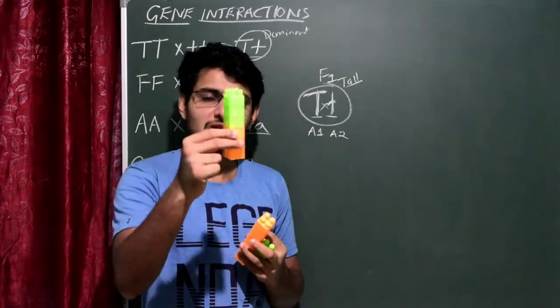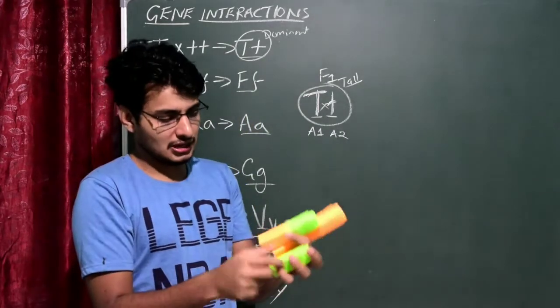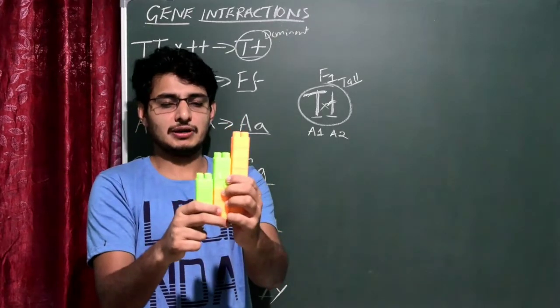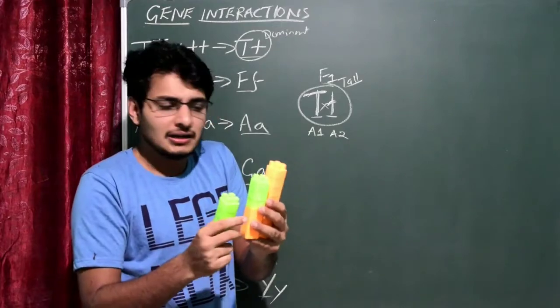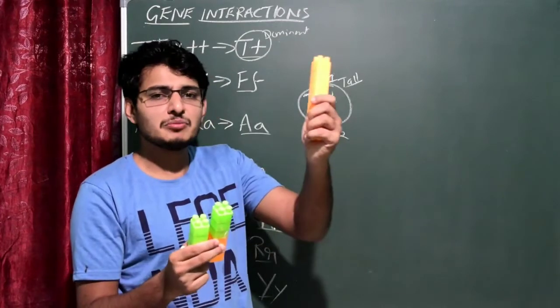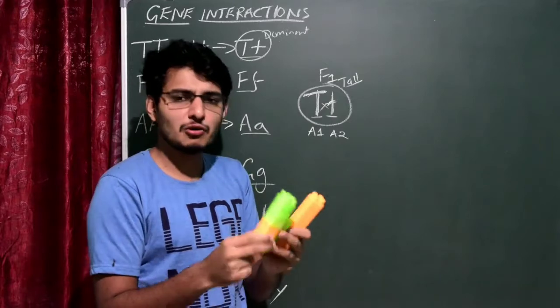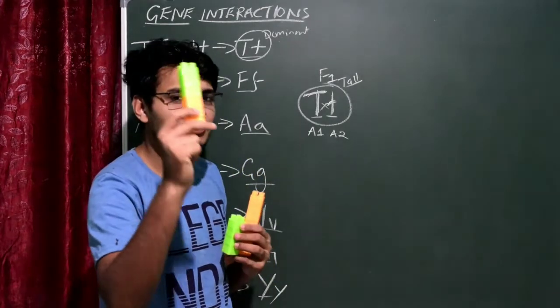So this is 6, having 6 blocks. That means, see here, you could see the height. Okay, see, 6 blocks, correct? Okay, so that means it is the intermediate. It is not exactly similar to this parent or not exactly similar to this parent. It is a different one. So that means both the genes contributed for the character of the offspring.